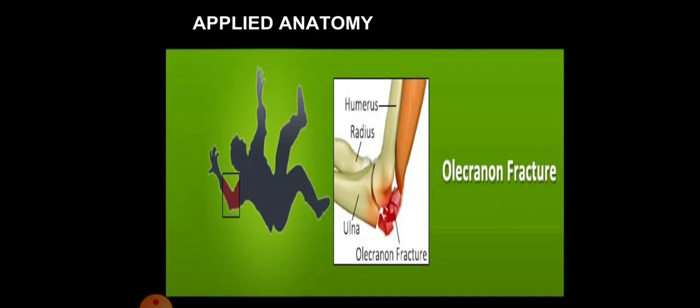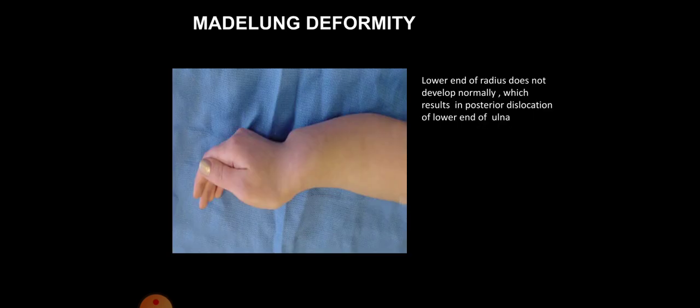Now come to the applied. This is the olecranon fracture. When a person falls directly on the olecranon process, it may lead to a fracture of it. So this is the olecranon fracture. Another is Madelung's deformity. In this, the lower end of the radius does not grow normally, which results in posterior dislocation of the lower end of the ulna. This is Madelung's deformity. So in this image, we can see how it appears.